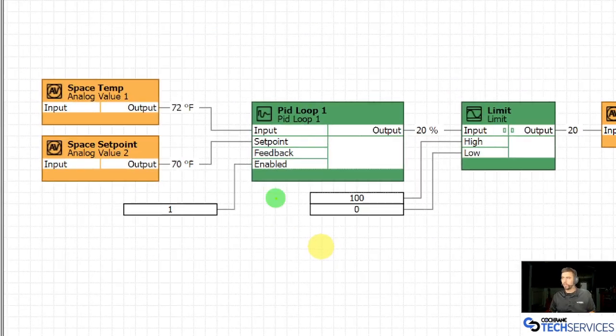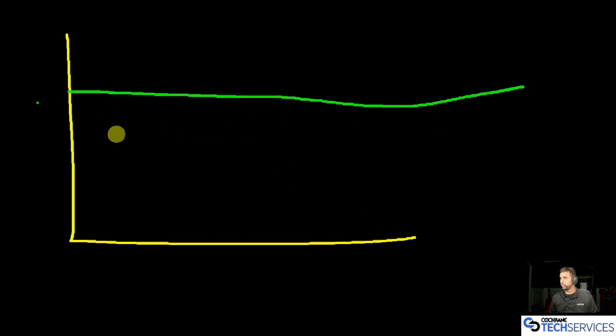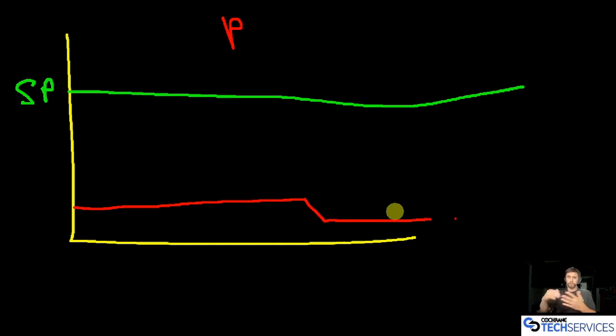What that might look like on a graph... here's my little graph. In green will be my set point. That's constant. And maybe in red, here's my proportion. It might say up 20%, and it's basically going to stay there. Maybe it did eventually get a little closer, and the proportion went down because the difference went down. Okay, great. That's not really good control.